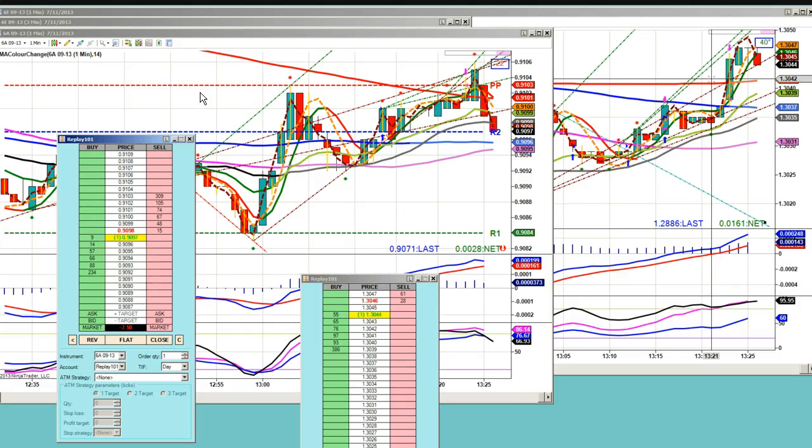Can you repeat the support and resistance considerations? I'm not talking about support and resistance tonight, guys. Support and resistance is next week.